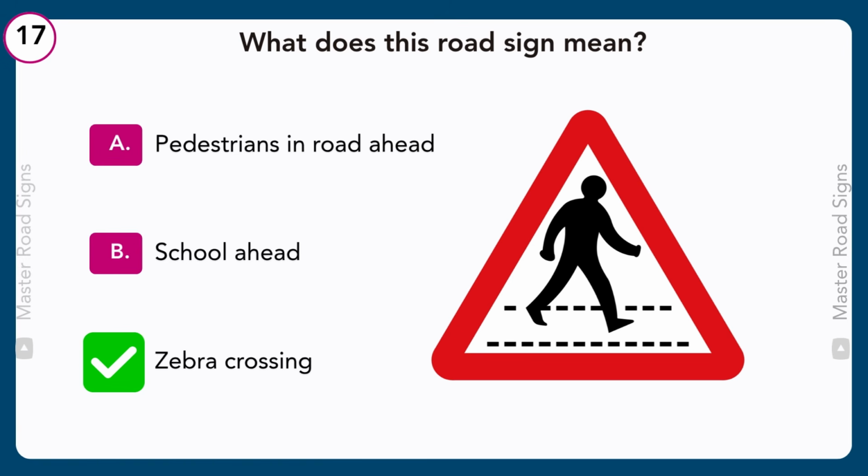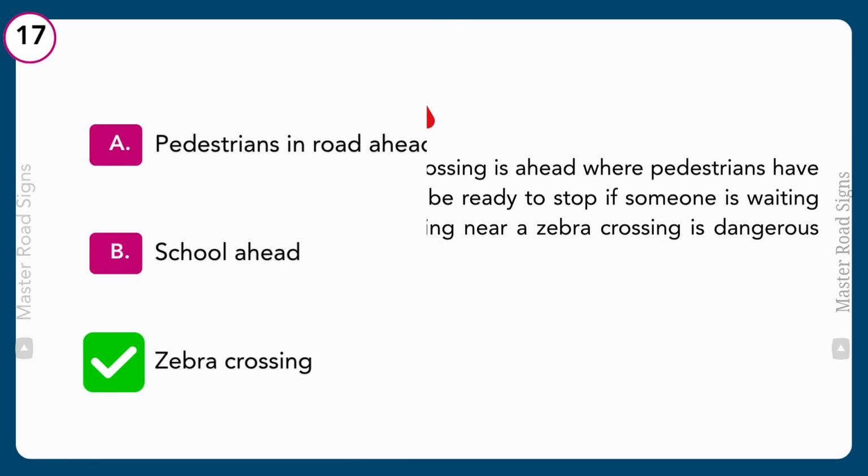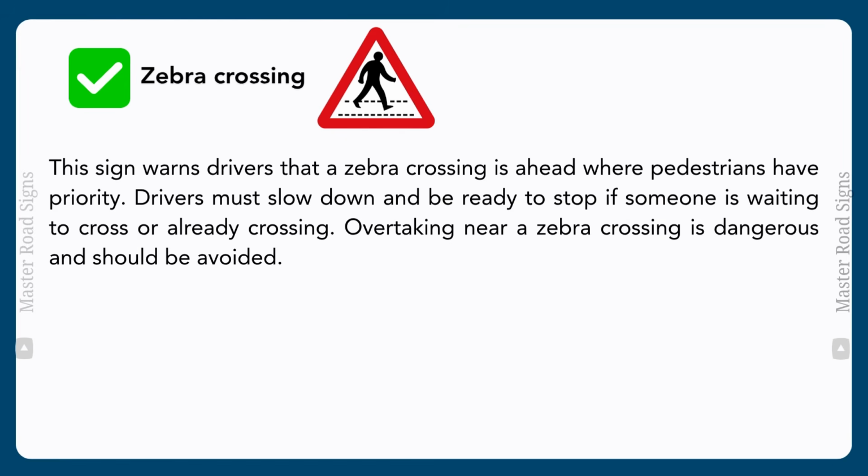Option C is correct, zebra crossing. This sign warns drivers that a zebra crossing is ahead where pedestrians have priority. Drivers must slow down and be ready to stop if someone is waiting to cross or already crossing. Overtaking near a zebra crossing is dangerous and should be avoided.